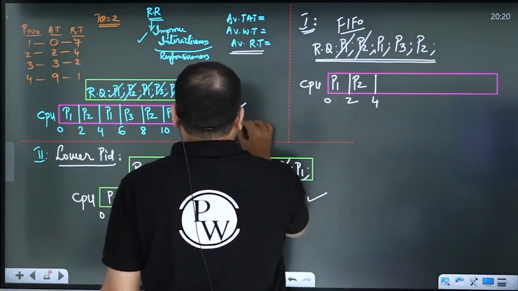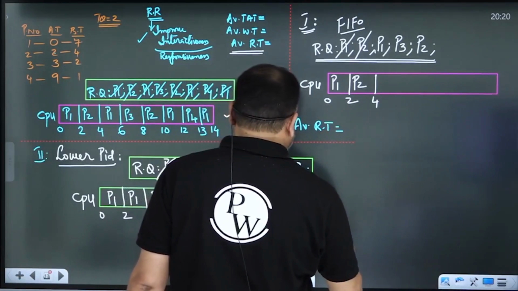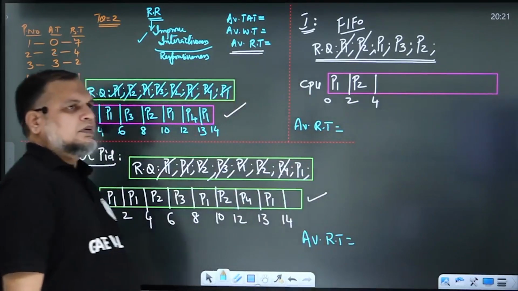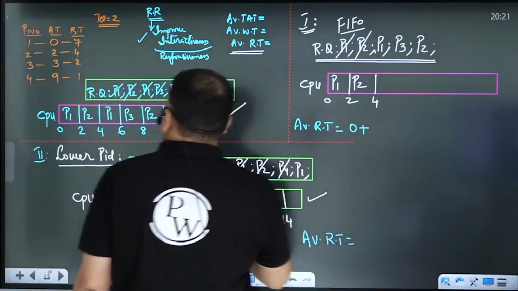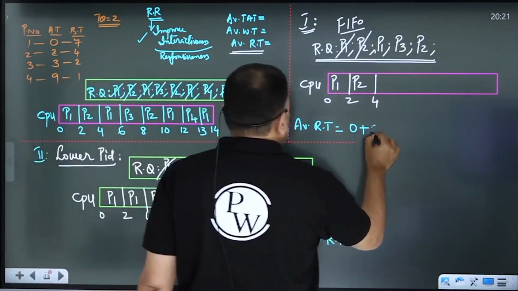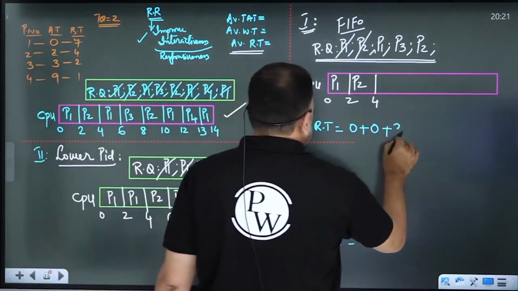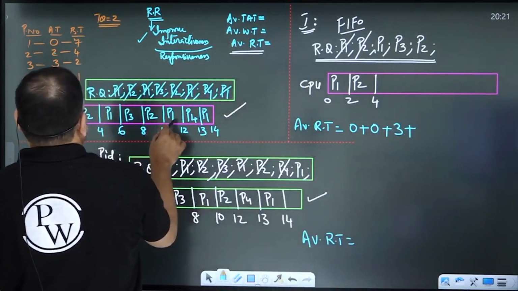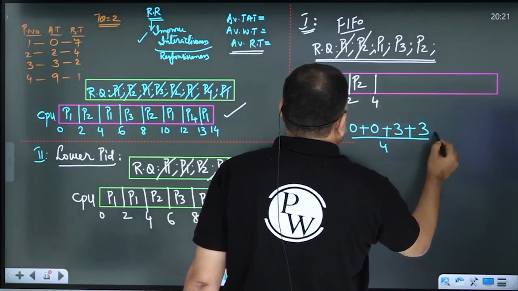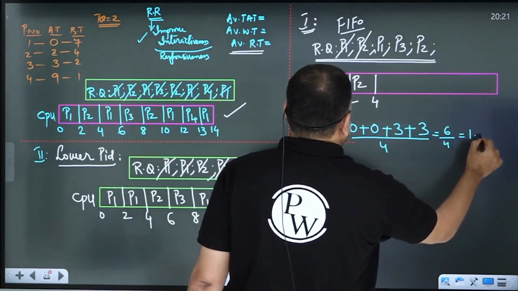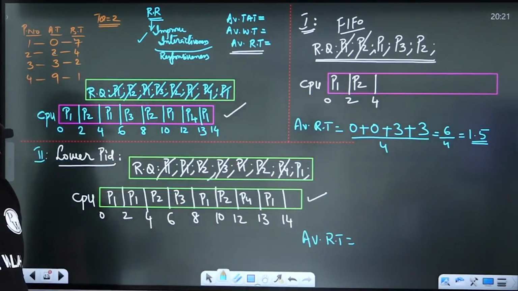So I will compute the average response time for the first case here. And here we will compute the average response time. P1 is 0. P2 is 0. P3, 3 to 6, 3. P4, 9 to 12, 3. Divided by 4, 6 by 4, 1.5. Am I right? Average response time of the first case.